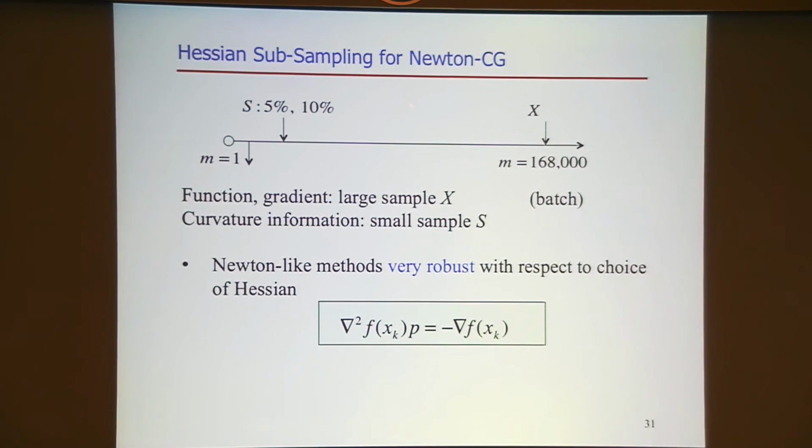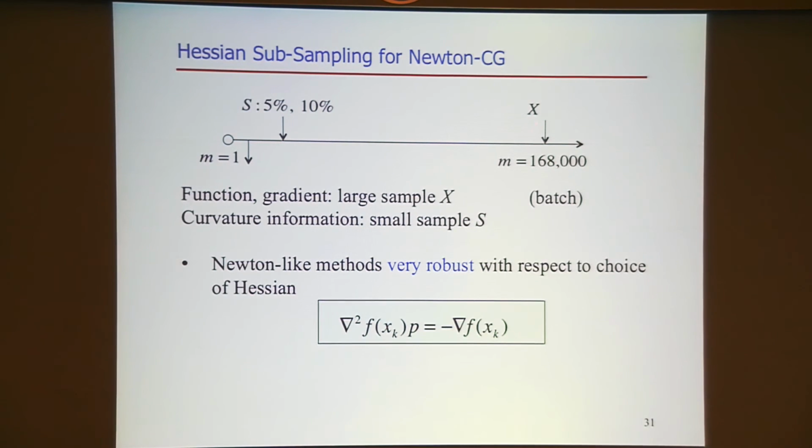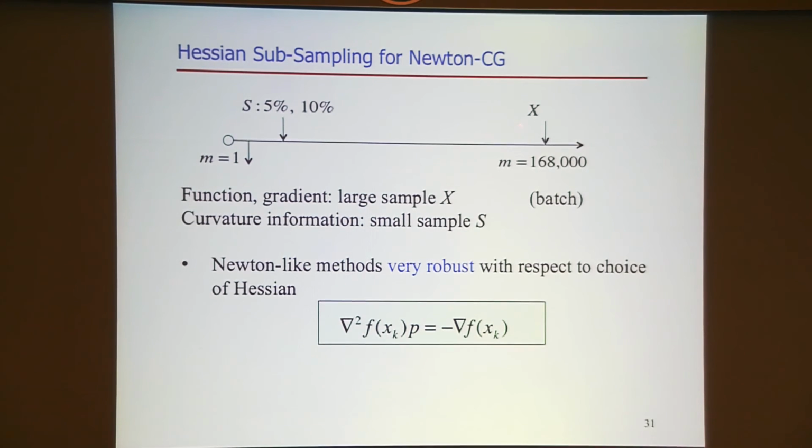How much is that? Well, you can do a mini batch. Maybe it could be 10,000 elements or so on. But X is the sample to compute the function and the gradient. That's going to be relatively large. But in order to compute the Hessian, I'm going to use much less information, maybe like only 1% of the training points that are used for the function and gradient. And this is going to work.